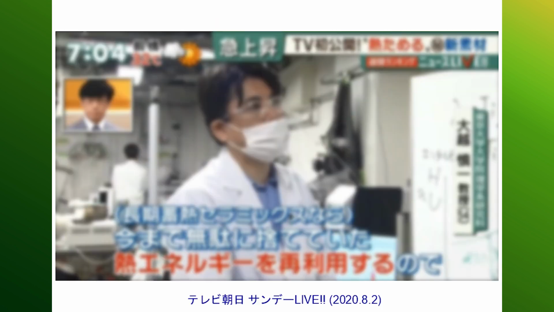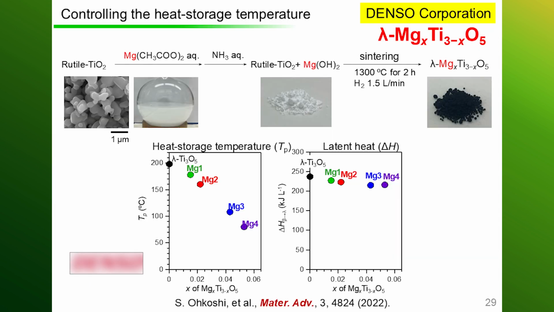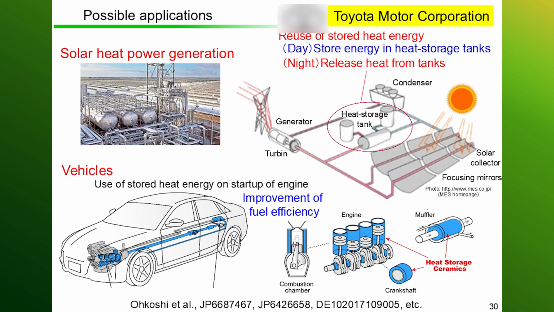We've also been featured in a lot of media coverage. This was amid the COVID-19 pandemic, so I was wearing a mask. We're also substituting magnesium for scandium because scandium may be a little more difficult for practical application. This research is being conducted in collaboration with the Denso Corporation. We are also looking into possible applications for these materials.